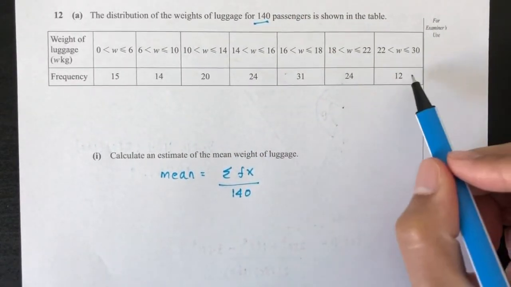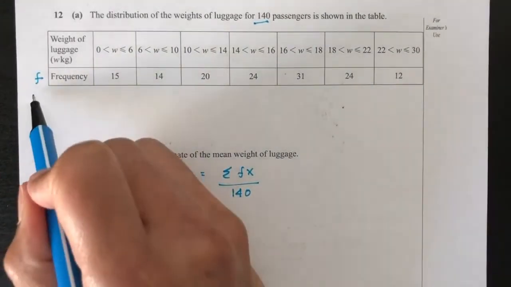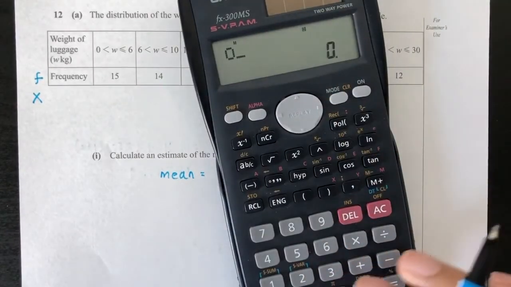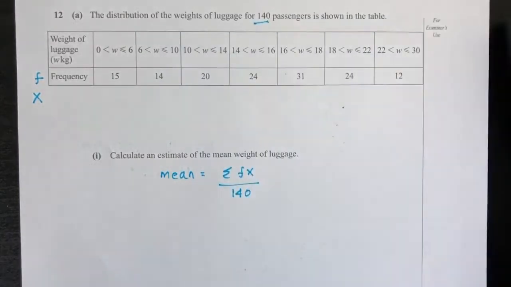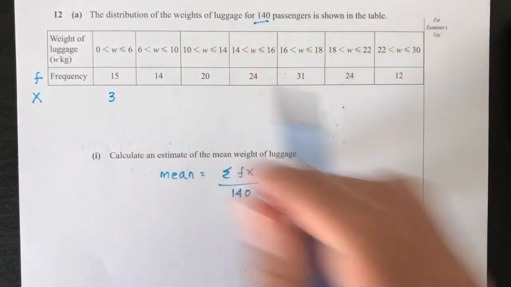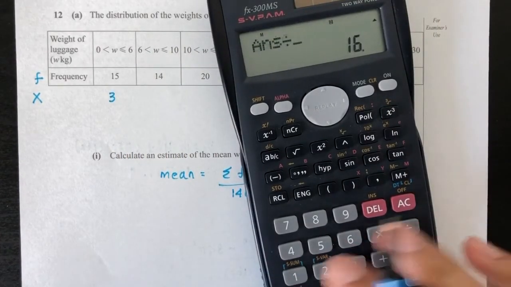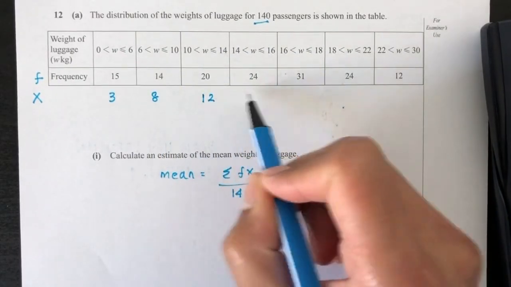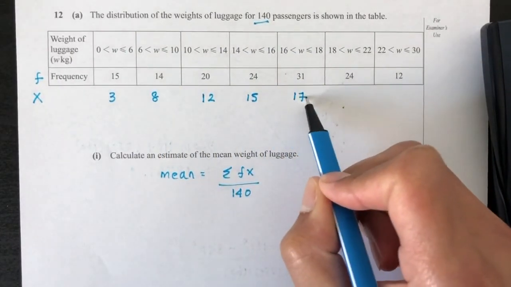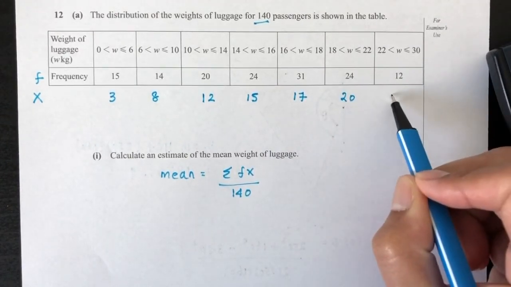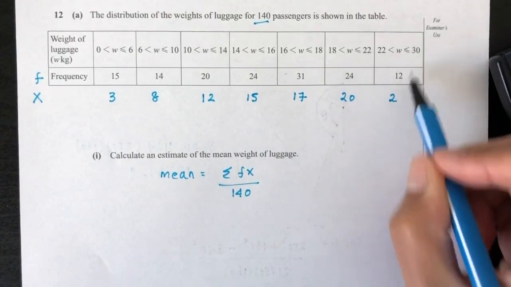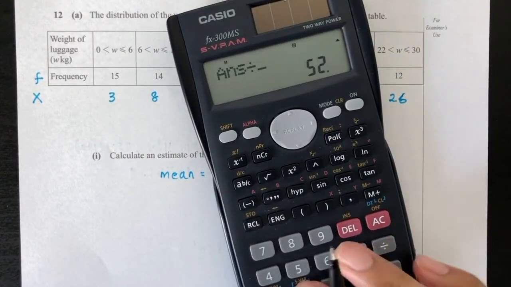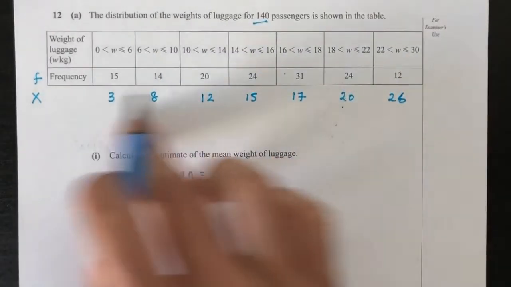So f is just a frequency, as you can see here, f. And what is x? X is the midpoint of the groups. So let's find the midpoint. So 0 plus 6 divided by 2, that should be 3. And 6 plus 10 divided by 2, that should be 8. Same thing, that will be 12, 15, 17, 20, and that will be 26. You can check 22 plus 30 divided by 2, 26, right? This will be your values of x.